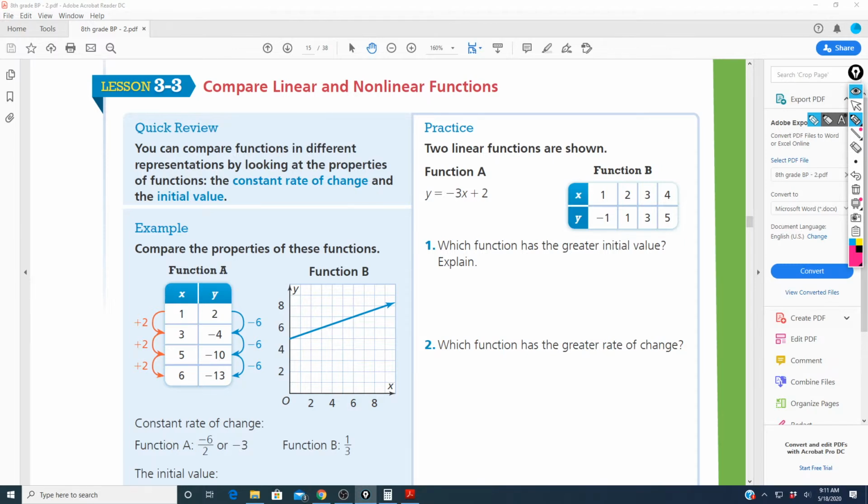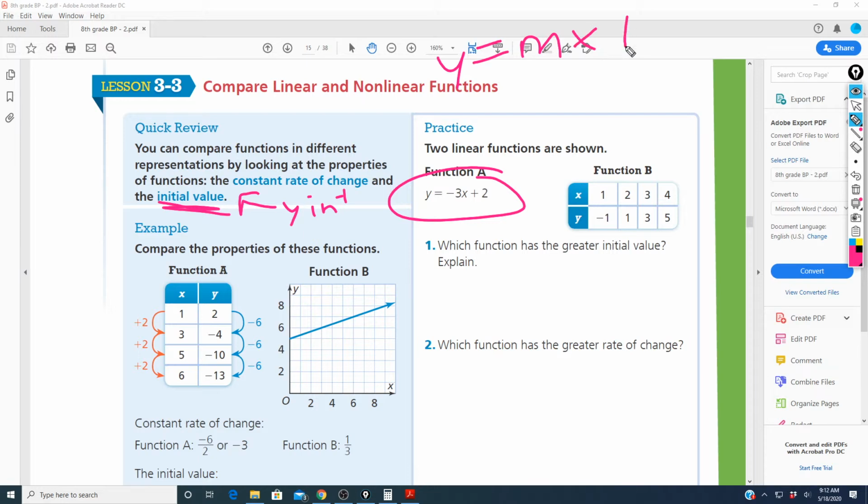All right. So we talk about constant rate of change and initial value, or your y-intercept. Remember me talking about that many times, tapping the board. So in this instance, function A. Remember, y equals mx plus b. That's your equation for a line. So your initial value for function A is going to be 2.